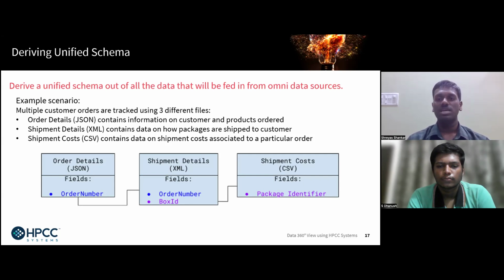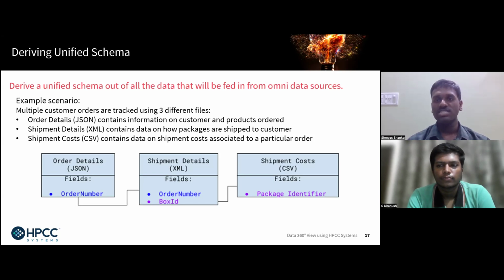Following this, we need to combine all our input files into a singular output file having a configurable schema. Considering the current example, we notice that the order details JSON file is connected to the shipment details XML file using the common identifier, order number. Similarly, the box ID parameter of the shipment details file is mapped to the package identifier field of the shipment costs file. The final output file should resemble a JSON file, and it is an amalgamation of all the input files. This final output file is what we call the unified schema.